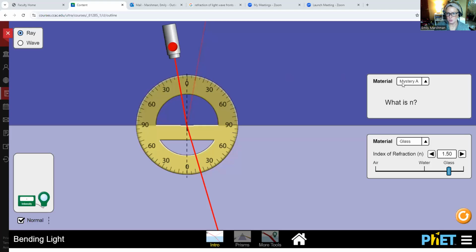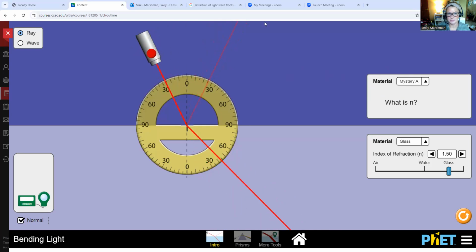Okay, so I did a few trials with my mystery material. Let me show you what it looks like in the simulation. So you will change the top to mystery material A. You will change the bottom to glass, which has an index of refraction of 1.5. The goal here is to figure out what is the index of refraction for the mystery material, and hopefully knowing that you'll be able to identify what the mystery material is. I found a few different angles of incidence and refraction here.